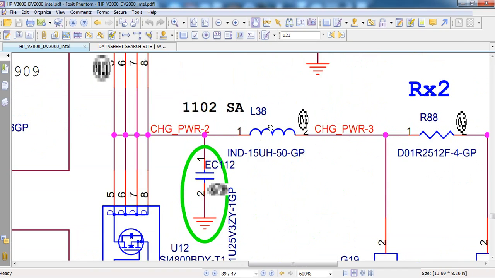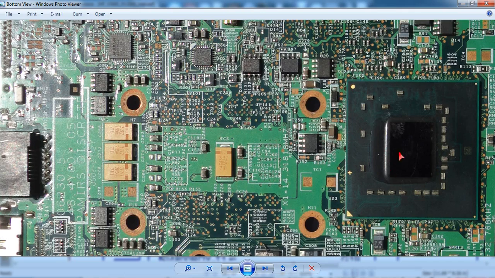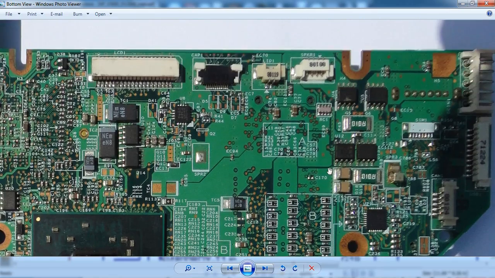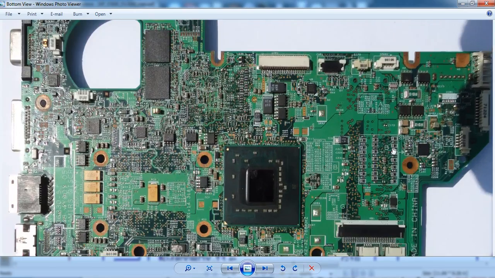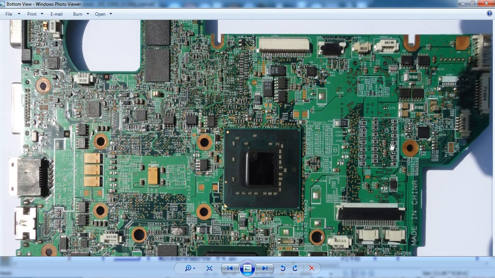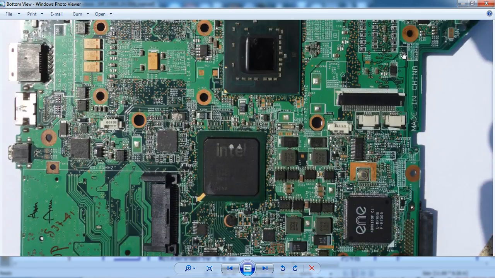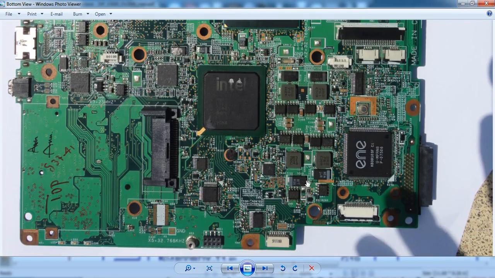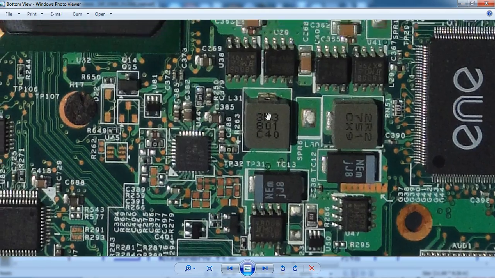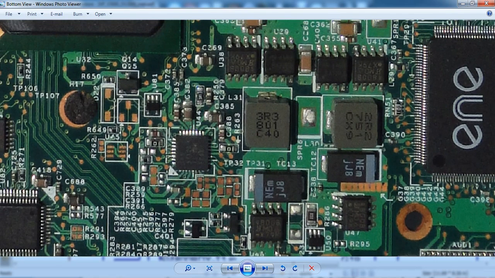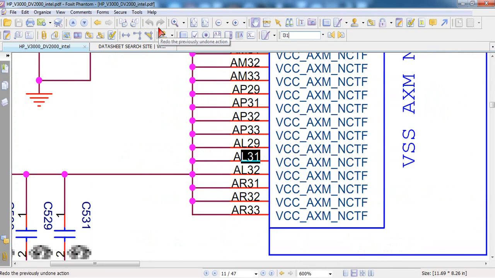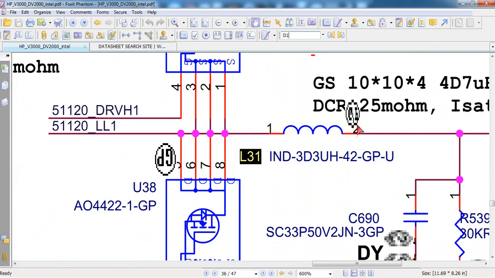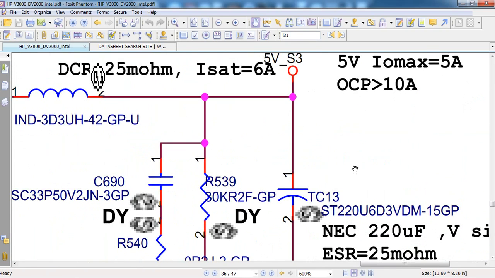Yeah, this is the inductor L38 on the charger section. These are all the inductors. Okay, this is L31. Yes, this is L31, the inductor which is fixed.